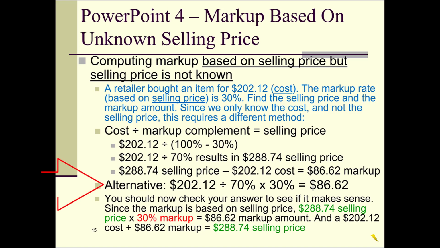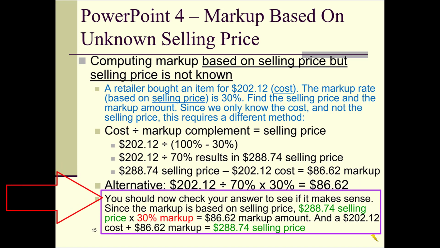So one way to do this on your calculator in one simple string of keystrokes is $202.12 divided by the 70%, and that gives you your $288.74 selling price. Multiply that by 30%, and that gives you the $86.62 markup. You can now double check your answer to see if it makes sense.